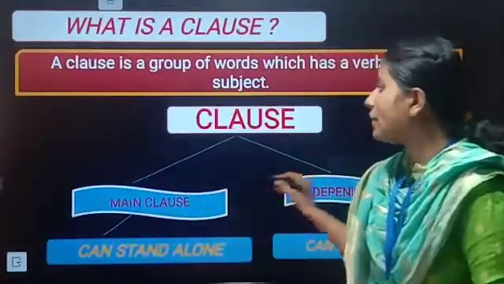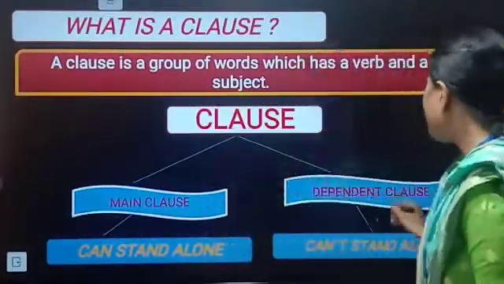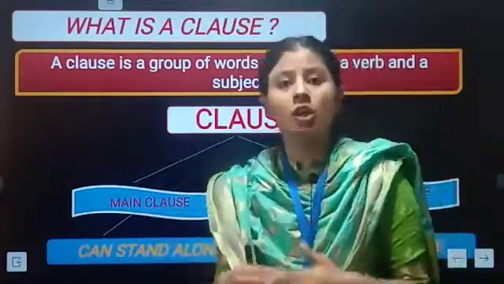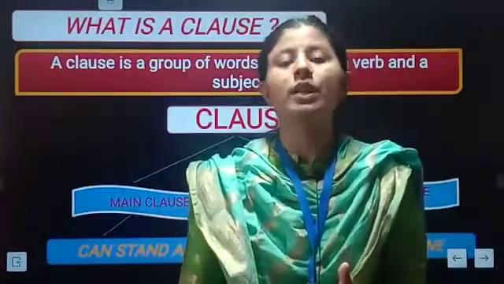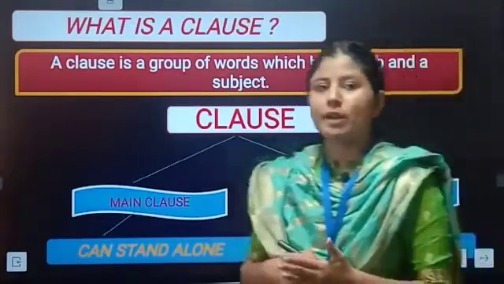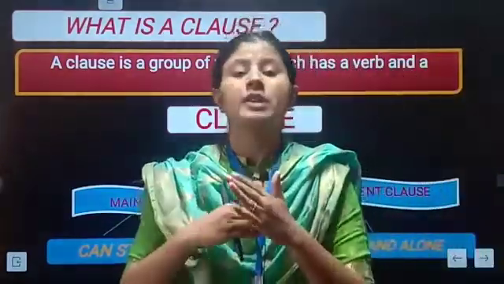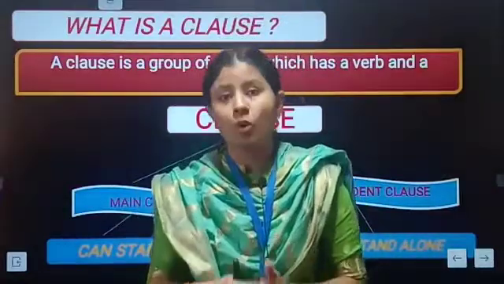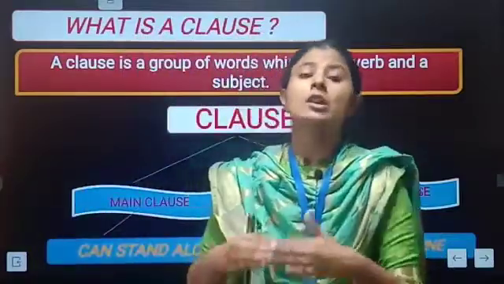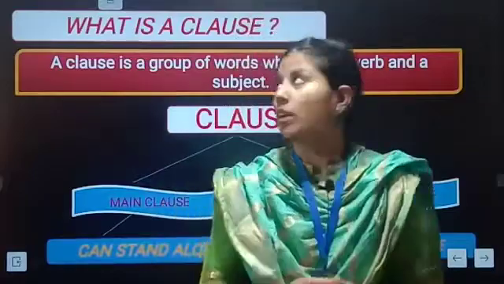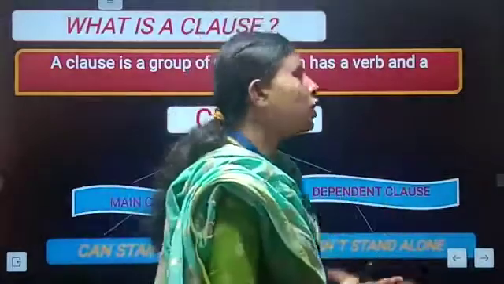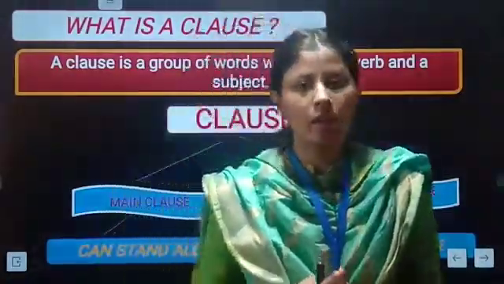Okay, and there are two types of clauses, main clause and dependent clause. We have discussed in the first chapter that a main clause is the clause which can stand alone and convey the complete meaning, right? Similarly, dependent clause. What is a dependent clause? A dependent clause is a group of words which can't stand alone. It needs the support of a main clause to convey the complete sense. Okay, so I hope it is clear what a main clause is and what a dependent clause is. A dependent clause is also called a subordinating clause.